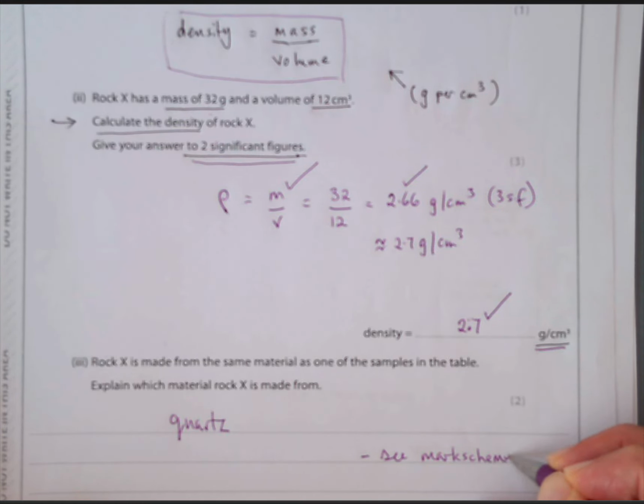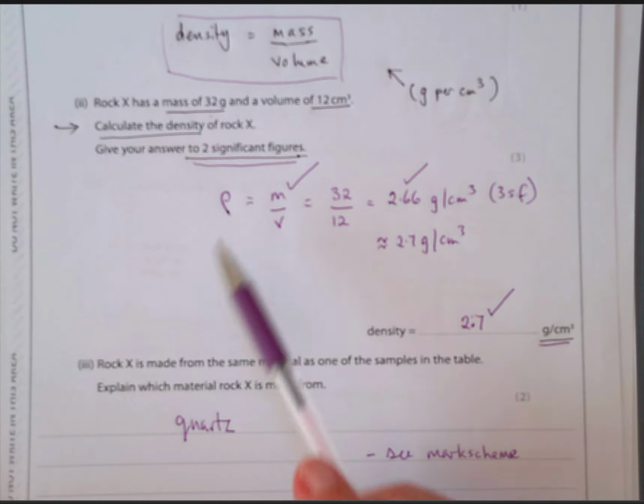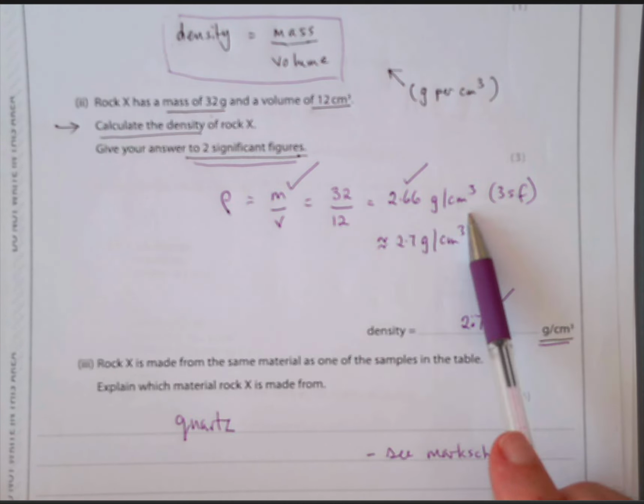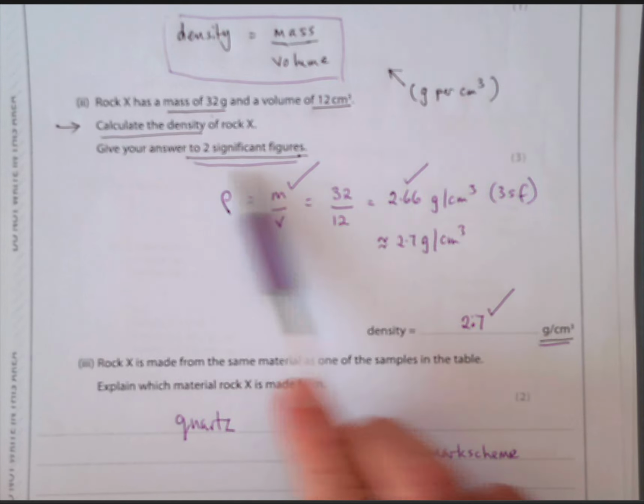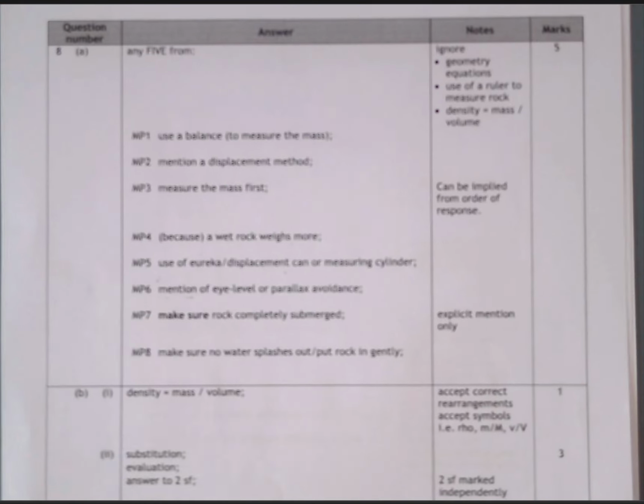And then your job is to make sure in the exam you're doing everything clearly. So calculations: equation, numbers in, answer with units, rounding it up. If they tell you 2 significant figures, make sure you do so. Okay, so that's question 8.